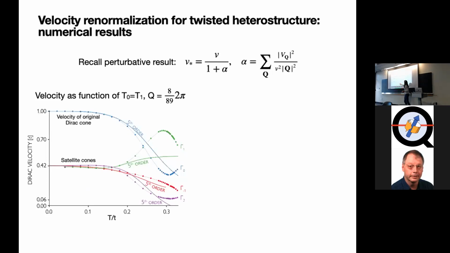We can also track the velocities of all of these satellite cones. And it looks like there's some kind of magic angle here. But again, it seems like the actual system is avoiding any types of magic angles. We never actually see in the numerics the velocity of any satellite cone crossing 0.